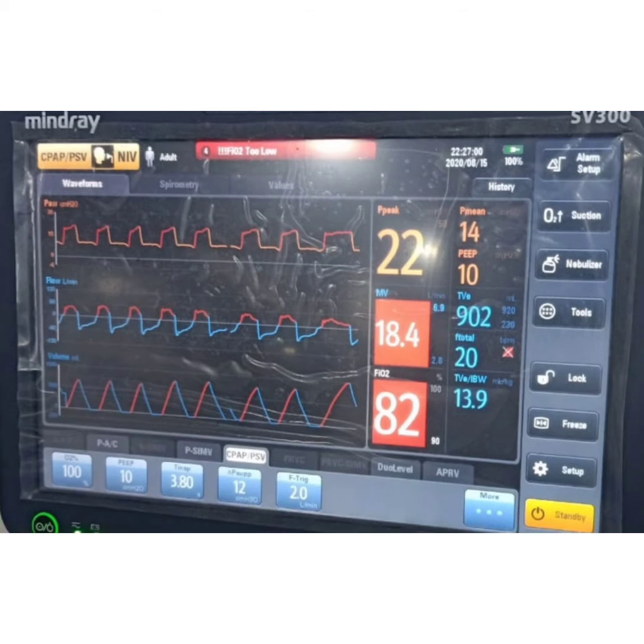Now let's go to the terminology of P peak, P mean, and pressure support. We already discussed that pressure support is given during inspiration. After the spontaneous breath is initiated, the pressure support of 12 centimeters of water is given, and after inspiration is over, it will come to baseline pressure, which is called PEEP pressure. We can see here there is an area under the curve. During inspiration the pressure is rising, and during expiration the pressure is maintained at the PEEP level.